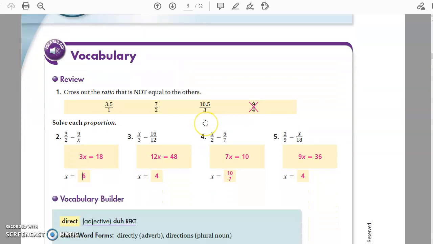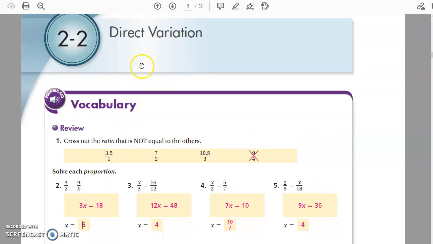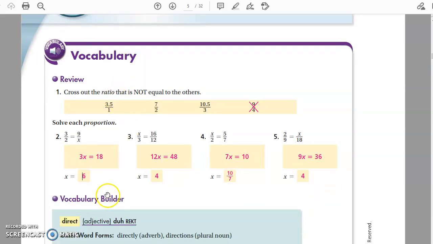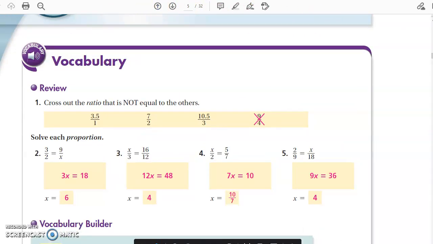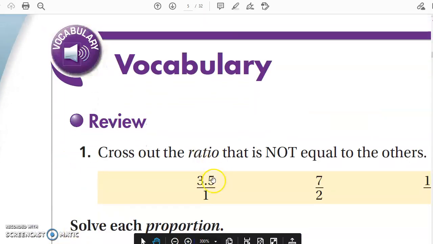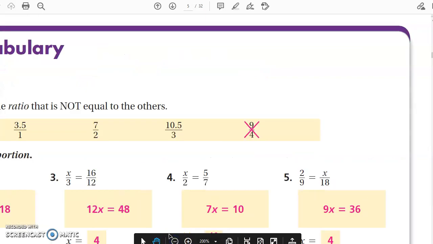Today we're going to go over direct variations. Direct variation, it's very simple, right? The answers are on this screen for you, so I'm not going to write them on there. They're already written down for you. Cross out the ratio that is not equal to the others. Let's zoom in a little bit.